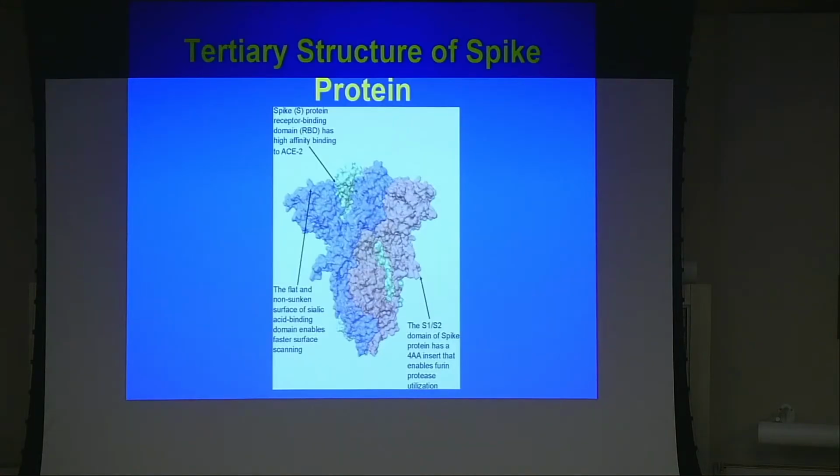Let me show you this last picture before you go. This is the three-dimensional shape of the spike protein. And if you look out here, this is the receptor binding domain. That's just a little piece of it. And down in here is S1, S2. That's where we split it into two parts.